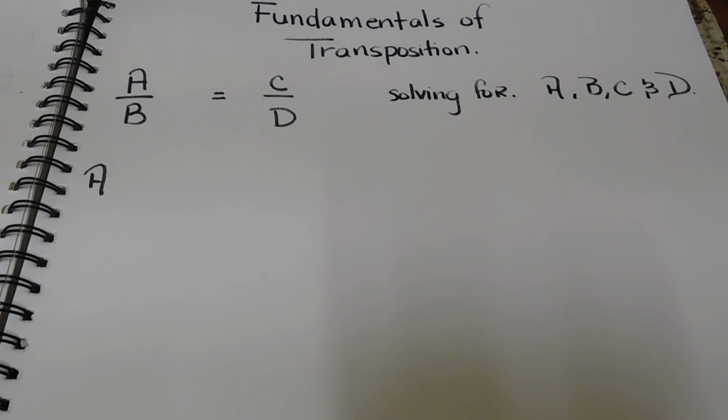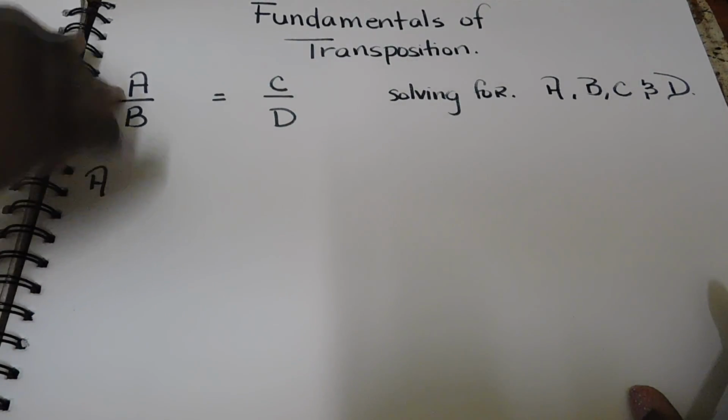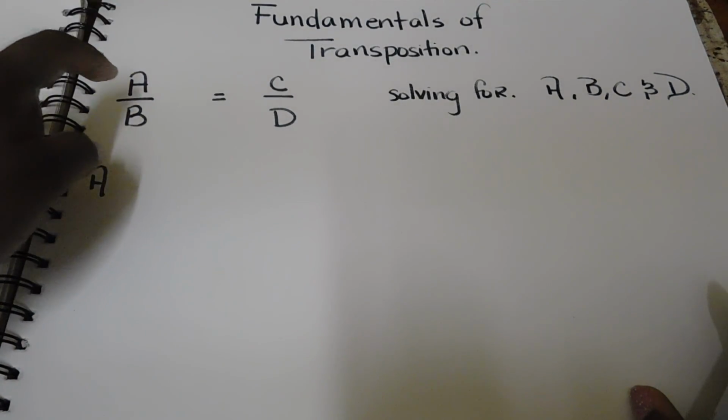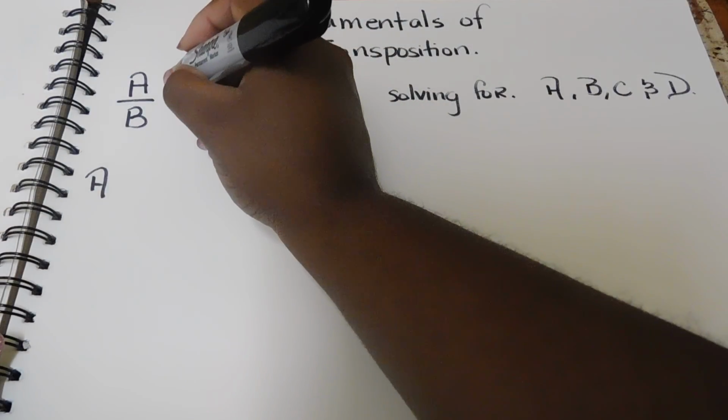We have A over B equals C over D. Solving for A means you want to make this entire thing equal to A, right? So you have A over B equals C over D. You want to solve for A. If A is already in the numerator, then you're good. You don't have to do much. So you would just have to get rid of B.